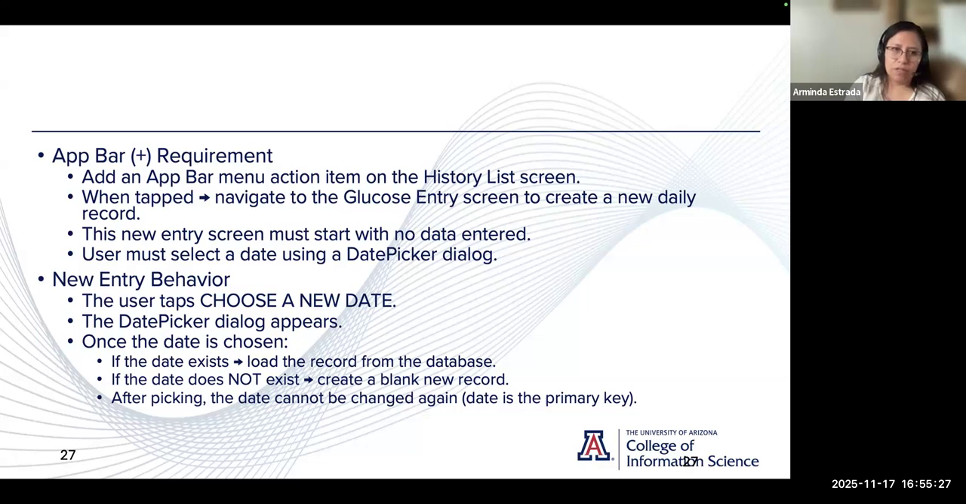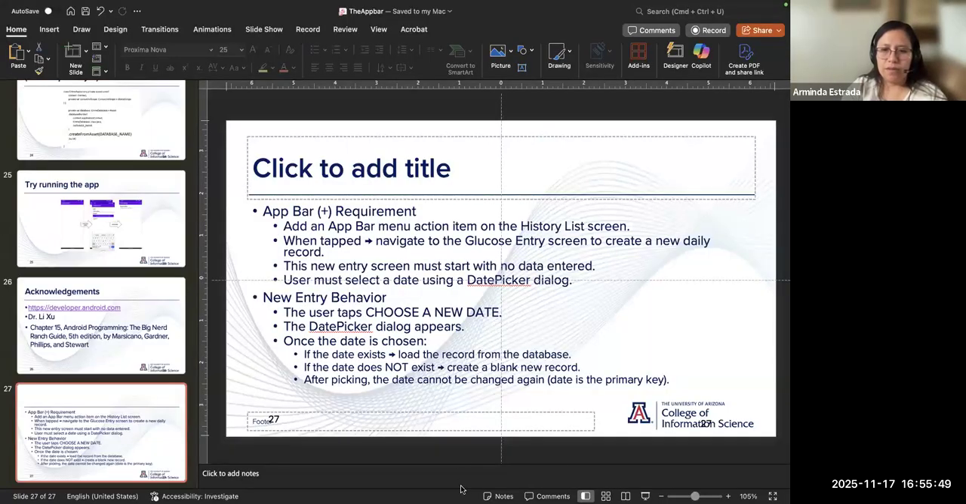So with the new entry behavior, the user taps a new date, the date picker opens up, the date is chosen. If the date exists, then we load it from the database. If the date does not exist, then we create a blank new record. So after picking the date, we cannot change it. After you pick the date, it's going to gray out, because the date is the primary key.